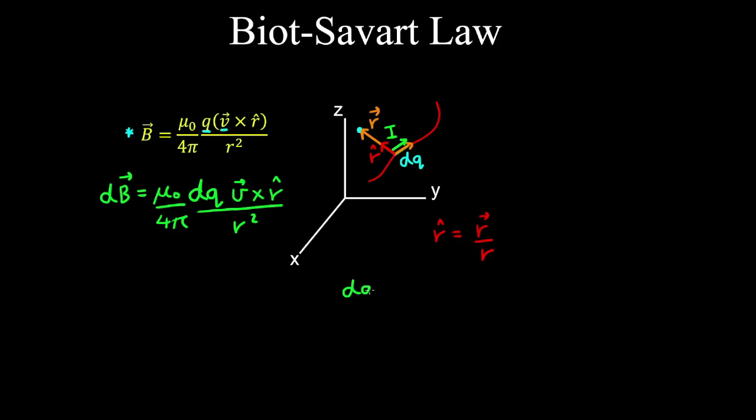Now if we take the differential charge, dq, on dt, then dq on dt is the current, and the velocity by dt is a differential distance that the charge travels over that infinitesimal time interval, which we'll denote dl, being the differential length along that wire. So we can replace this now with the current by dl.